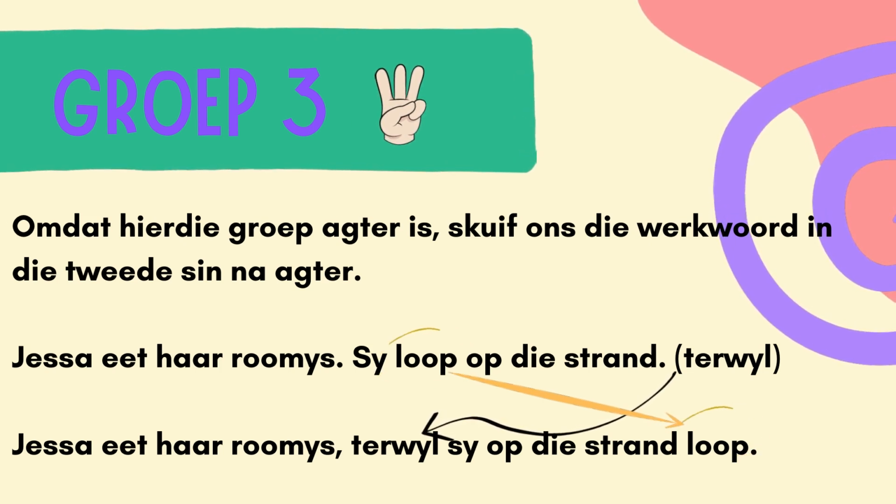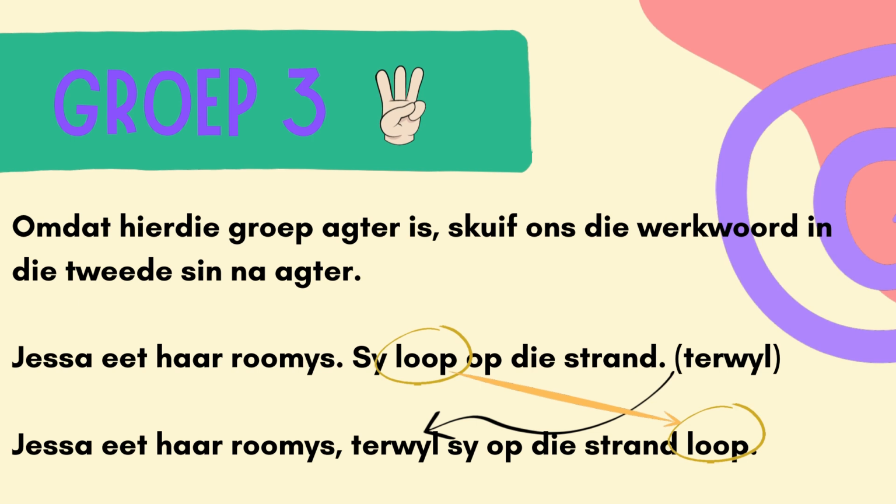All right, now you saw that group 3 was the last group. So that tells us where the verb must go. Vir groep 3 voegwoorde gaan ons die werkwoord in die tweede sin na agter skuif. For group 3 conjunctions, we are going to move the verb in the second sentence to the back of the sentence. Okay, because it's at the back. Group 3 is at the back. So omdat hierdie groep agter is, skuif ons die werkwoord in die tweede sin na agter. Because this group is at the back, we move the verb in the second sentence to the back.